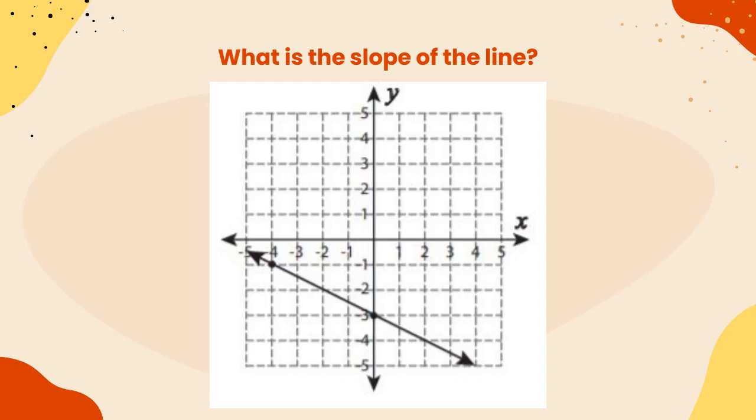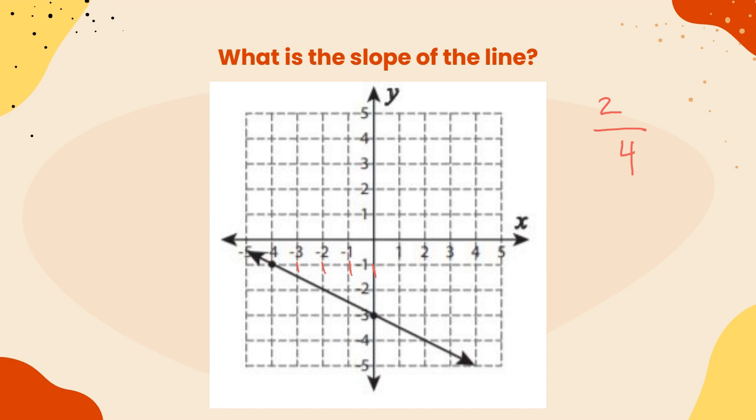And last one on your own, what is the slope of this line? So we do rise over run. How much did we rise? We rose 2. How much did we run? If we do that, 1, 2, 3, 4. 4.